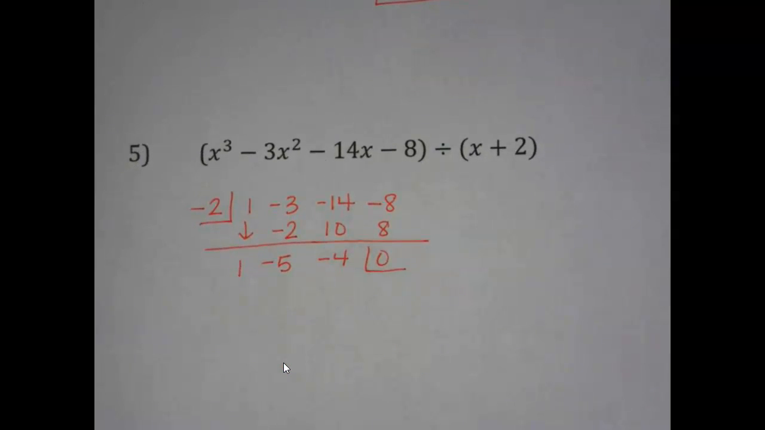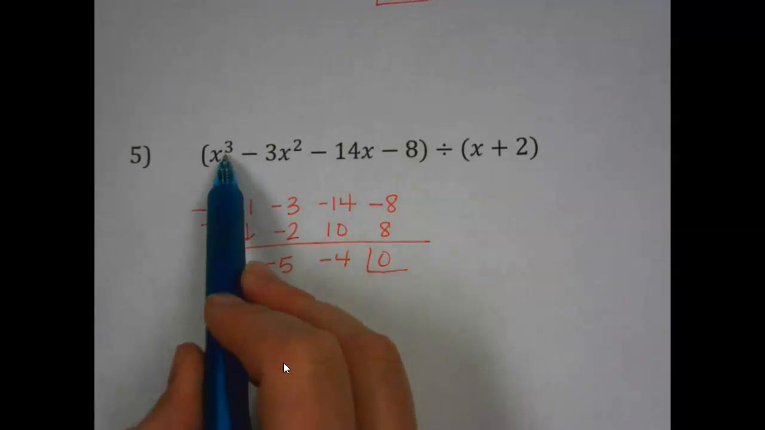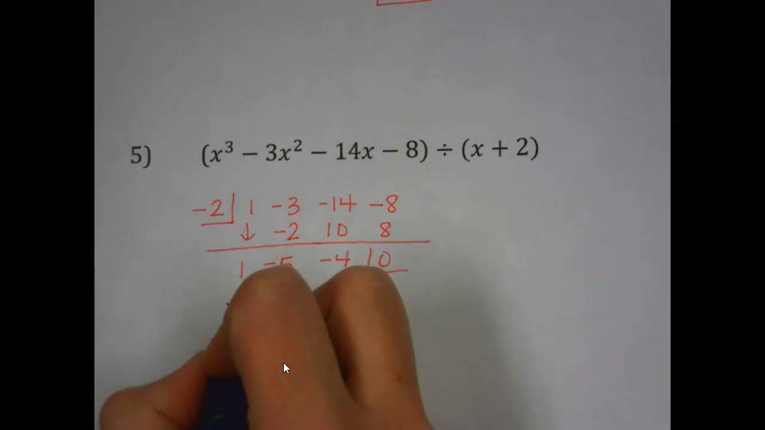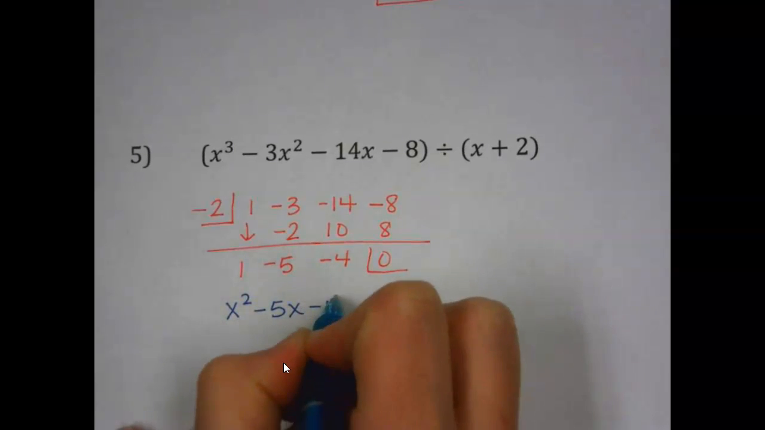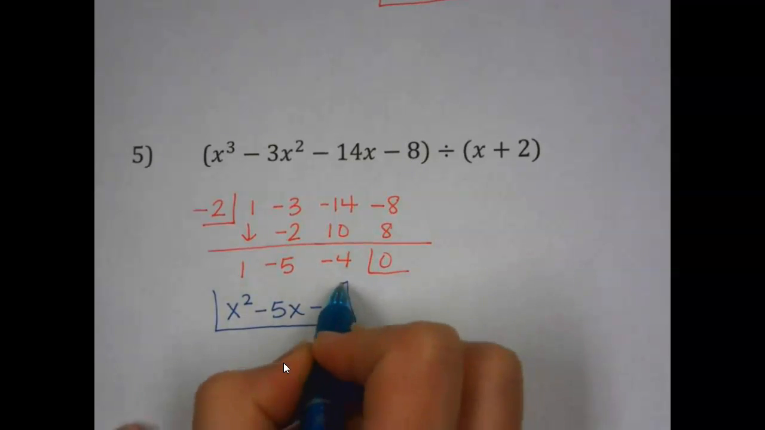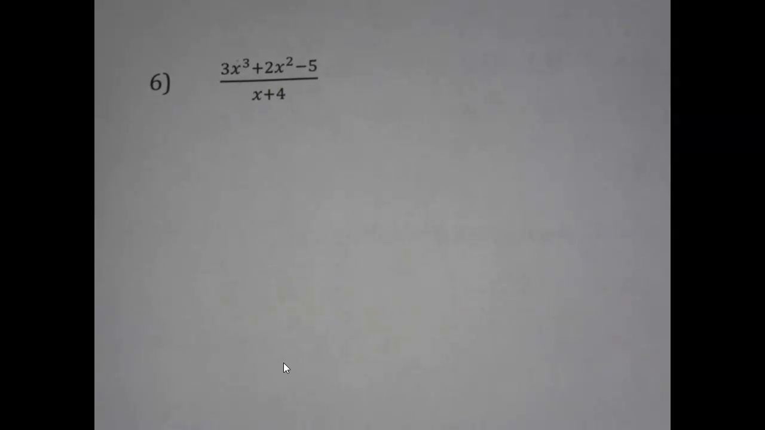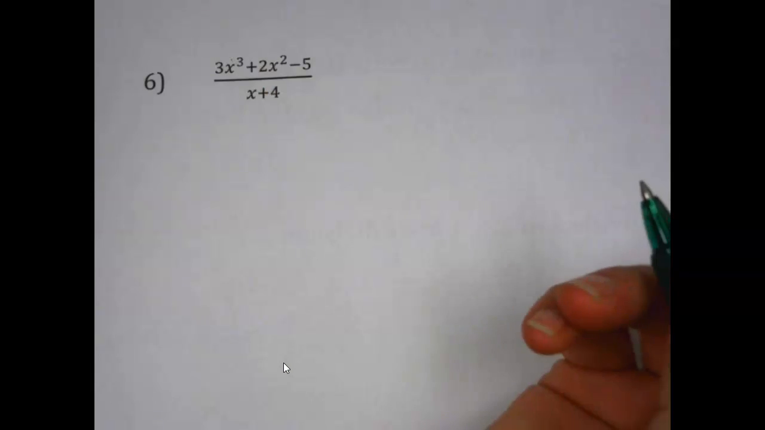Okay, so our last step is to write this as an equation. Our original was a cubic, which means we got a quadratic here. It always goes down 1 degree. So we have 1x squared minus 5x minus 4. All right, we're going to try one more of those. We have x plus 4 that we are dividing by. So again, hit pause and give this one a try.